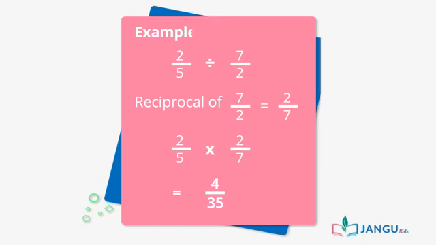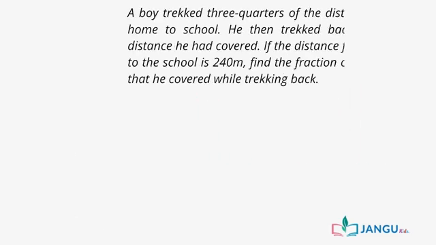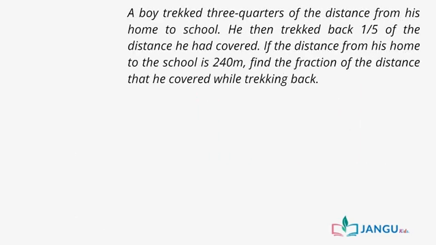Isn't that easy? For the final part of the lesson, we shall take a look at some word problems involving multiplication and division of fractions. A boy trekked 3/4 of the distance from his home to school. He then trekked back 1/5 of the distance he had covered. If the distance from his home to the school is 240 meters, find the fraction of the distance that he covered while trekking back.